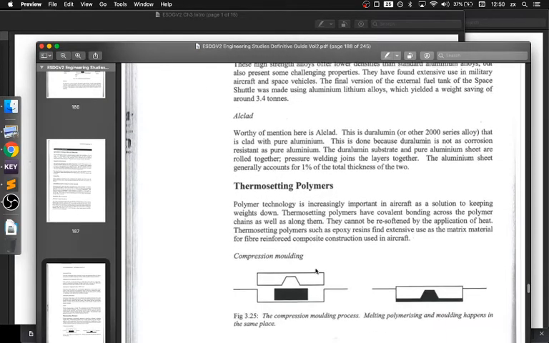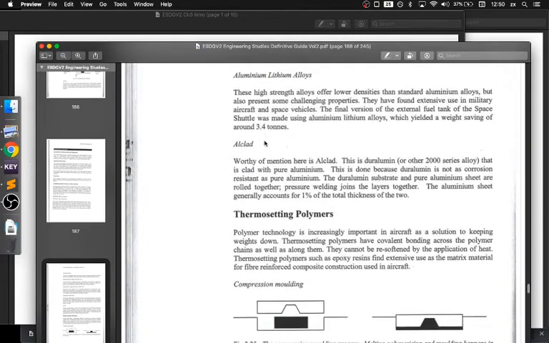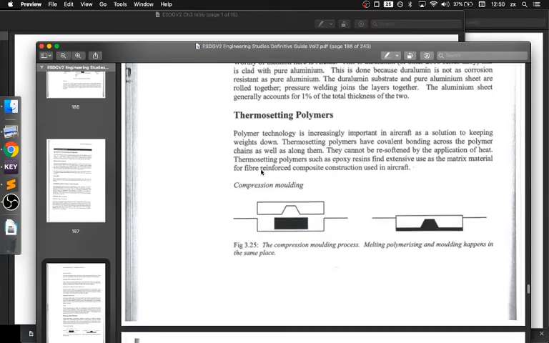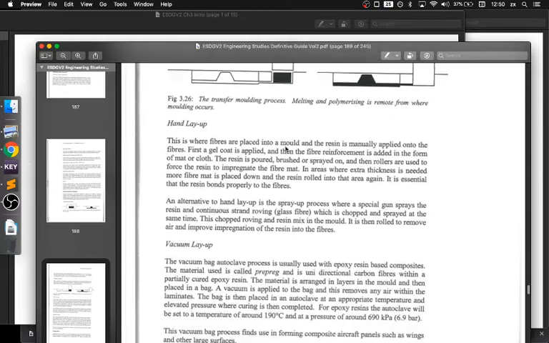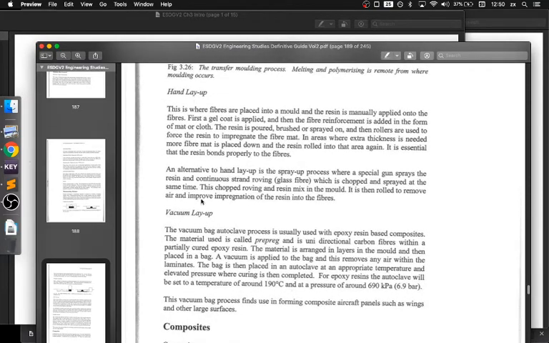Okay, so we talk about alclad specifically, which is worth mentioning. Aluminium lithium alloys. I'm not going to go through everything now. This is just to give the overview. They talk about compression molding as just a fabrication method, and transfer molding. But what we're really interested in is hand layup and vacuum layup.